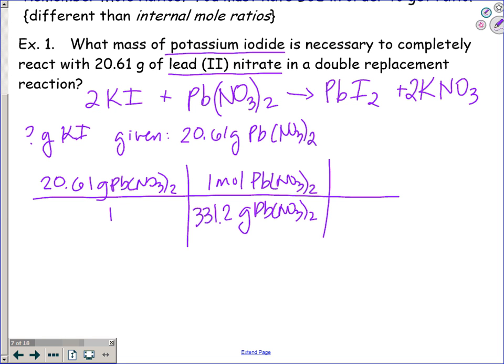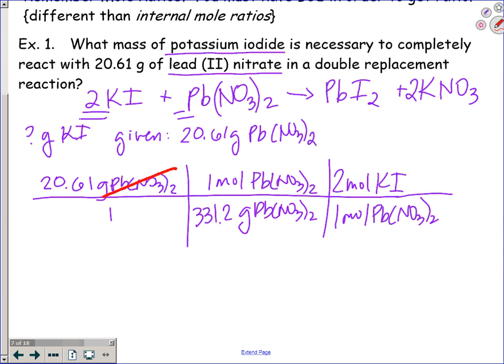What goes on top? 2 moles of potassium iodide because of this 2 coefficient right here. Comparing that to what I have of the lead-2 nitrate, which would be 1 mole. Why am I putting 1 mole of lead-2 nitrate on the bottom? So that it will cancel. So far I've canceled lead-2 nitrate grams, lead-2 nitrate grams, moles of lead-2 nitrate, moles of lead-2 nitrate.